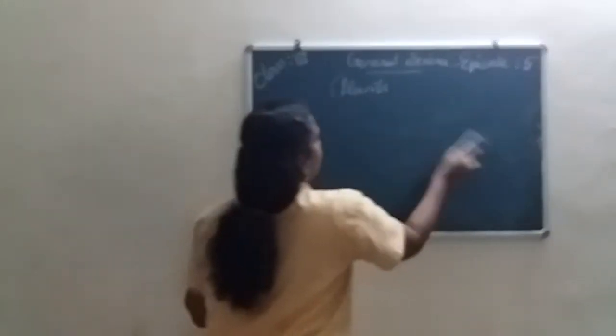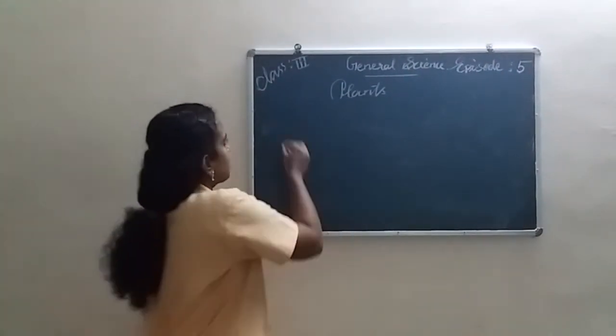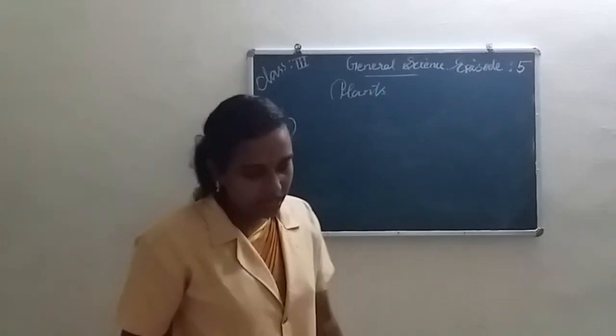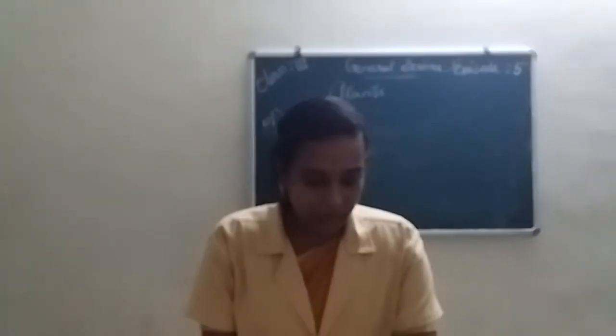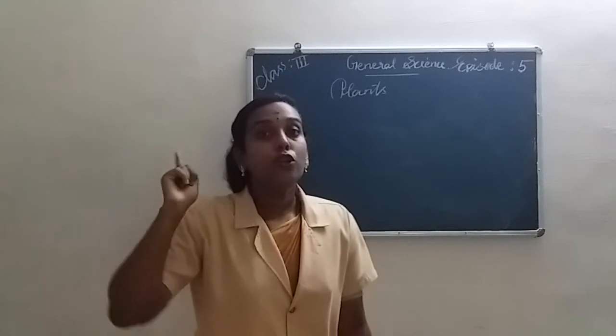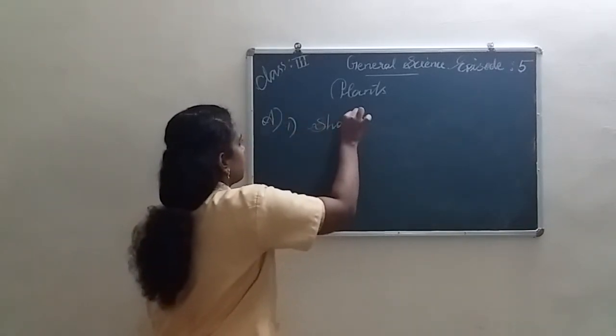I read the question. You should answer the questions. Okay. And the first question is A part. Tick the correct answer. The first question: the part of the plant which is above the soil. The part of the plant which is above the soil is called shoot.